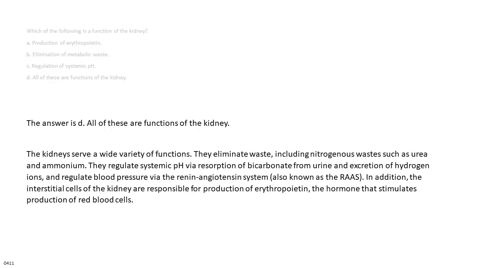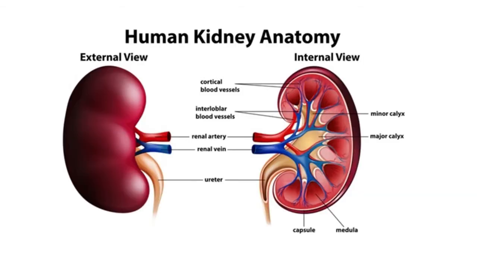The answer is D. All of these are functions of the kidney. The kidneys serve a wide variety of functions. They eliminate waste, including nitrogenous wastes such as urea and ammonium. They regulate systemic pH via resorption of bicarbonate from urine and excretion of hydrogen ions, and regulate blood pressure via the renin-angiotensin system, also known as the RAAS. In addition, the interstitial cells of the kidney are responsible for production of erythropoietin, the hormone that stimulates production of red blood cells.